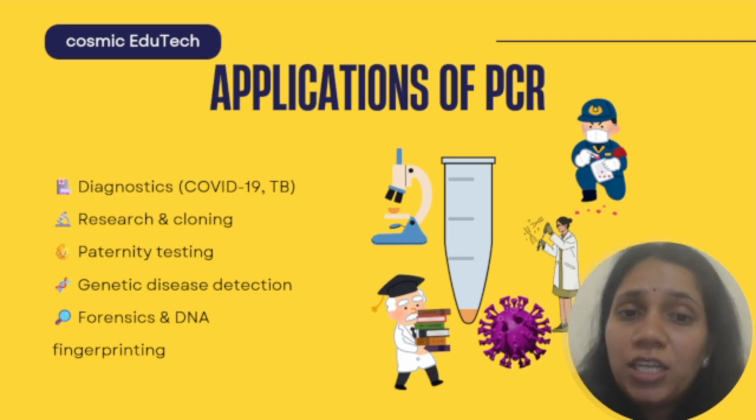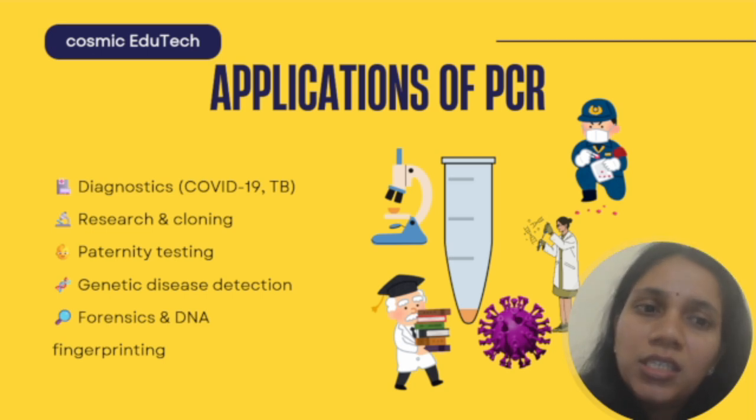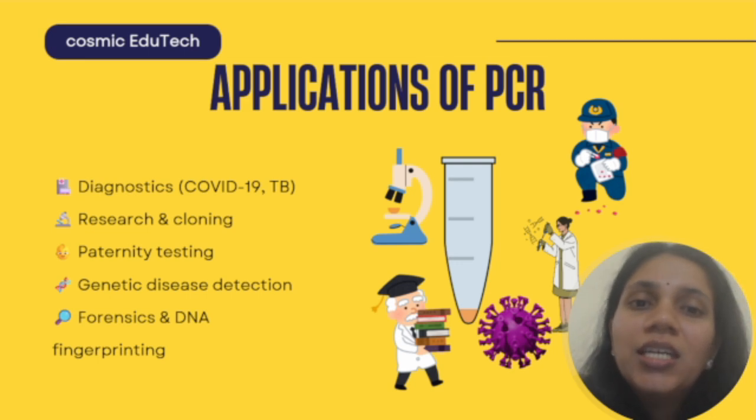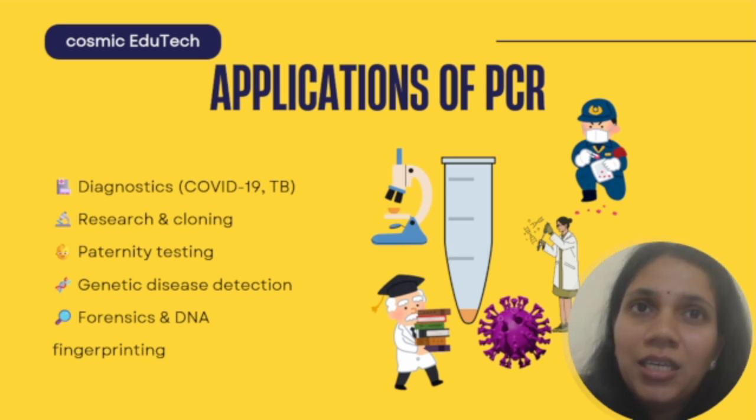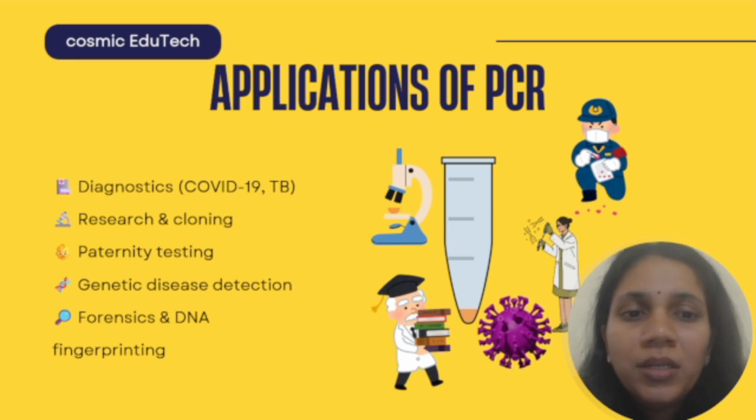Genetic disease detection, so identifying the mutations in the genes. For example, diseases like cystic fibrosis or sickle cell anemia are genetic diseases which can be detected using PCR studies. Then forensic studies, DNA fingerprinting at the crime site in crime investigation and legal identification. Next is molecular cloning, amplifying the genes for cloning and recombinant DNA technology and studies.